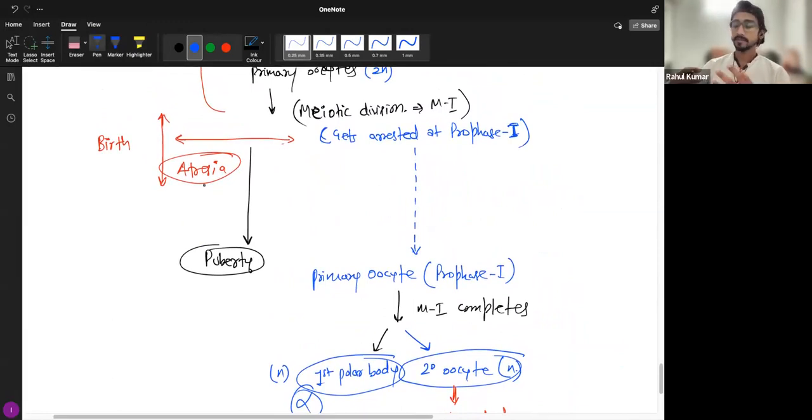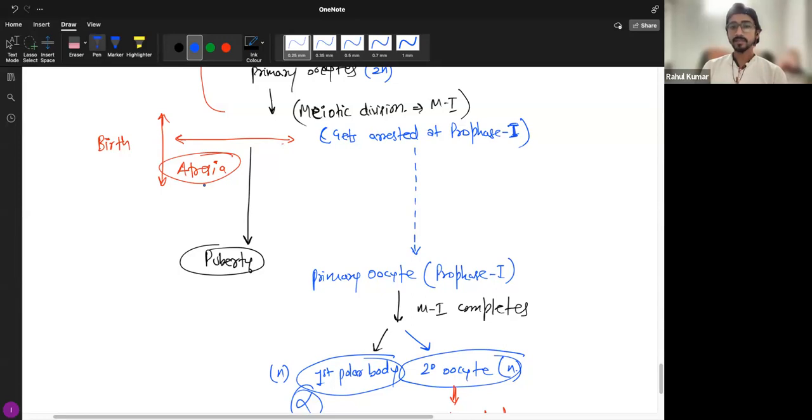Atresia is the phase where a large scale degeneration takes place, and at puberty, which is around 9 to 11 years of age in females, the primary oocyte comes out from the arrested phase. Now, when we say arrested, it is not like they are put behind bars. We are talking about a cell, so we are talking about metabolic arrest. They are arrested at prophase 1, so nothing happens inside the cell apart from just keeping the cell alive.